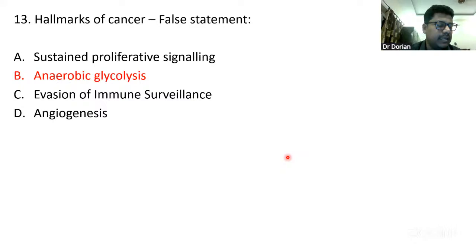Okay. 10 years. Yes. Very good. The trial ATLAS stands for adjuvant tamoxifen long against short. It compared 5 years with 10 years and concluded that 10 years is the ideal duration of treatment for tamoxifen. Very nice, very good. Yes. The false statement regarding hallmarks of cancer will be anaerobic glycolysis.